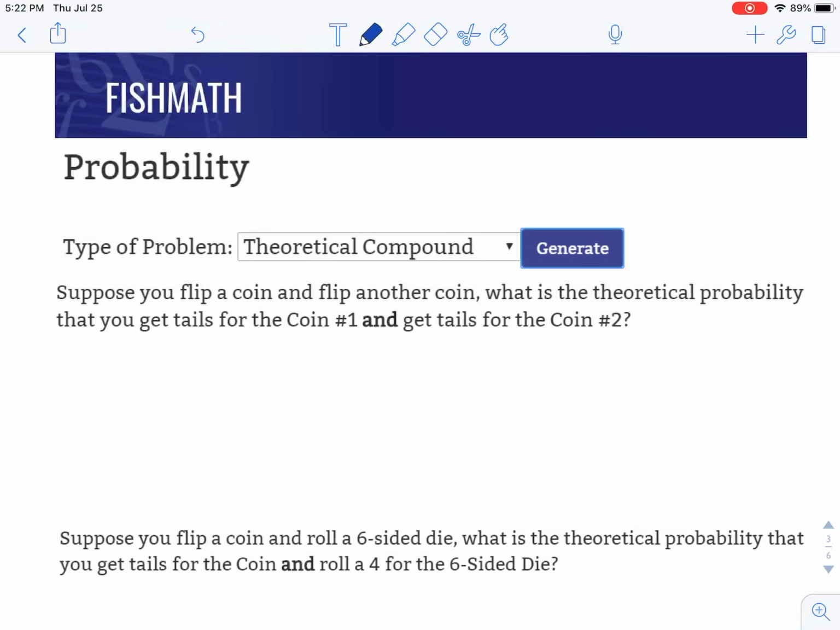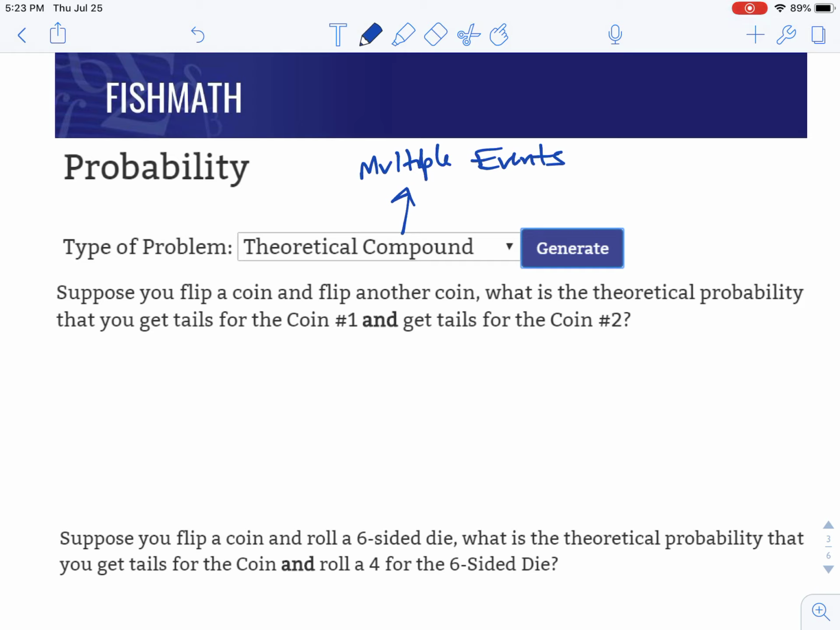Hi everyone, we're going to look at theoretical compound probability. Now, compound probability is kind of like a compound word. A compound word is composed of more than one word. So a compound probability is multiple events. We're looking at multiple things and saying, what is the chance of this and this other thing happening at the same time? So it'll be a little more complicated than just a normal theoretical probability problem.